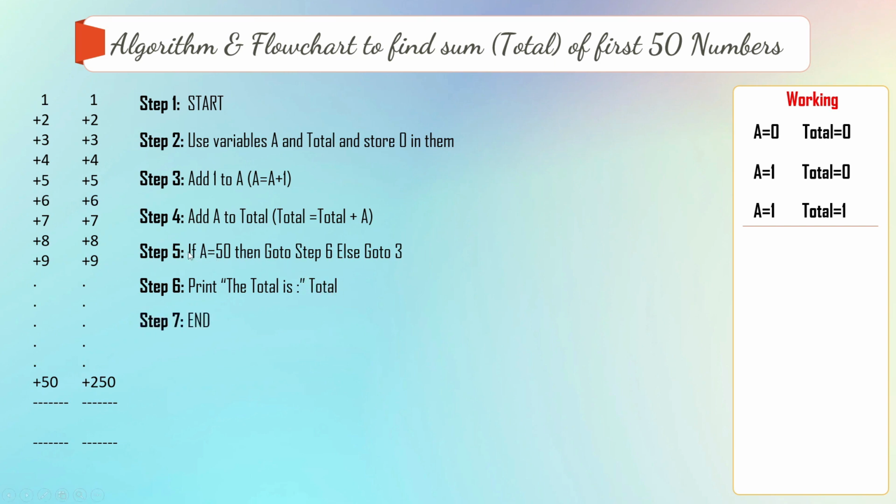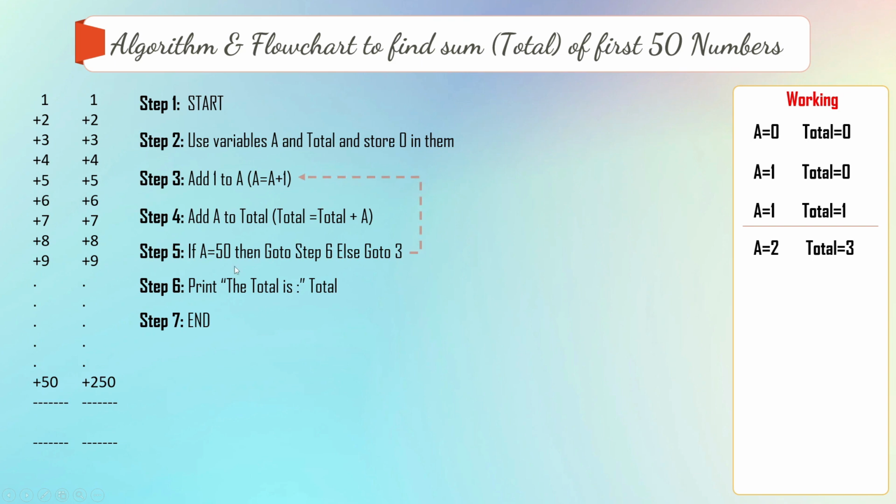However, if here at step 5, if A is equal to 50 is not satisfied, right? A is 1 here, right? A is not 50, A is 1. So this condition will be false, where it will not go to 6, but it will go to step 3. What is 3? Add 1 to A. So in the next step, it will go here and it will add 1 to A. So A's value will become 2 and step 4 says add A to the total. So this A will be added to the total. So 2 plus 1 is 3. So the value of total is 3.